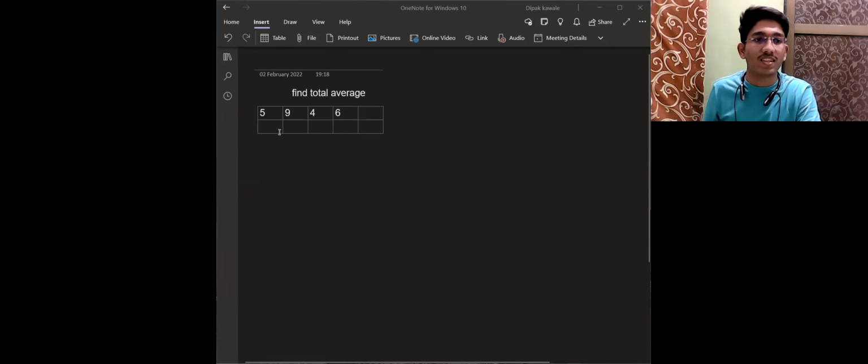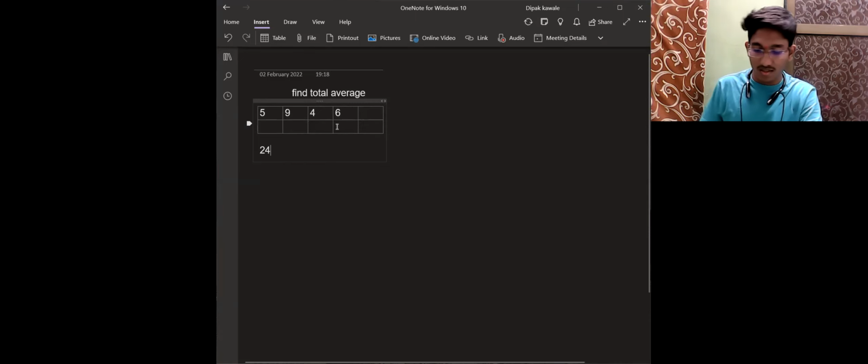Okay, students. In the question, it is given: find the total average of these elements. So what we do: 5 plus 9, how much? 14. 14 plus 4, 18. 18 plus 6, 24. So my summation is 24. How many numbers are there? Sir, 4 numbers are there. So 24 by 4 is 6. That means my total average is 6.